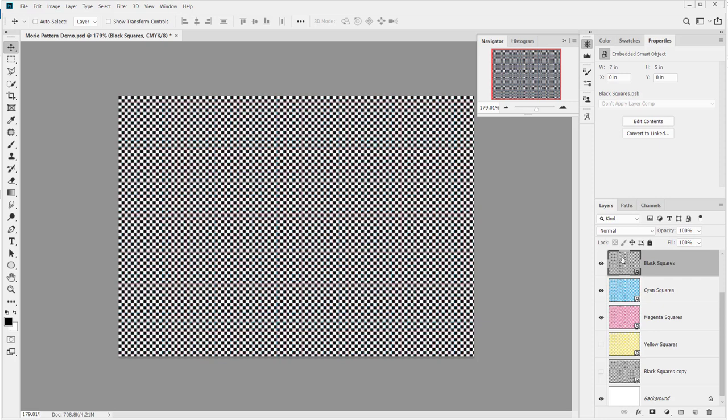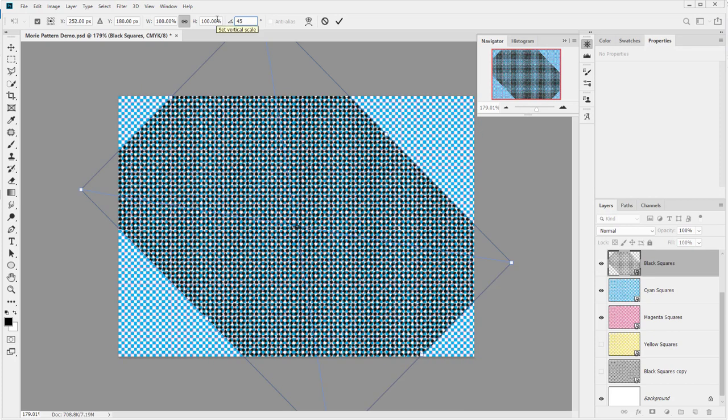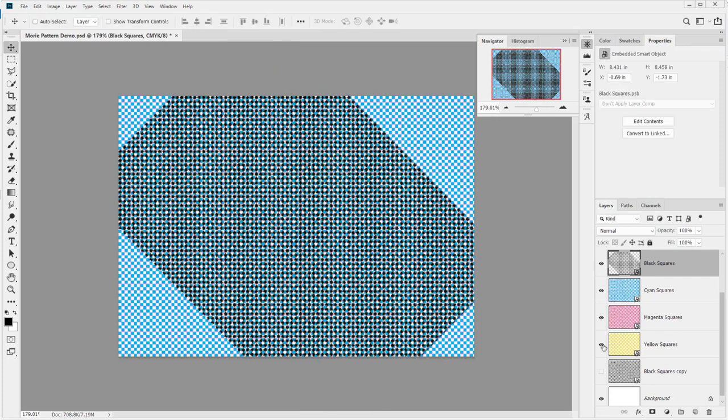So let's start with the black pattern here. I'm just going to do a transformation. And what we're going to do is something a little fun. We're going to put it at 45 degrees because remember I was talking about yellow. Talk about the solution for that. We're going to leave yellow at 0.